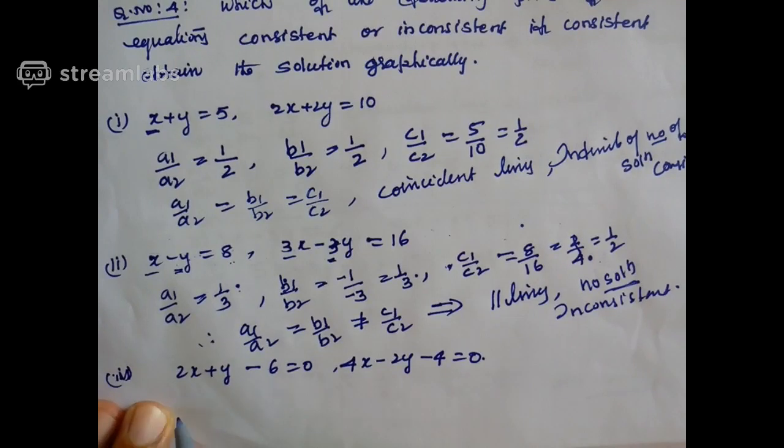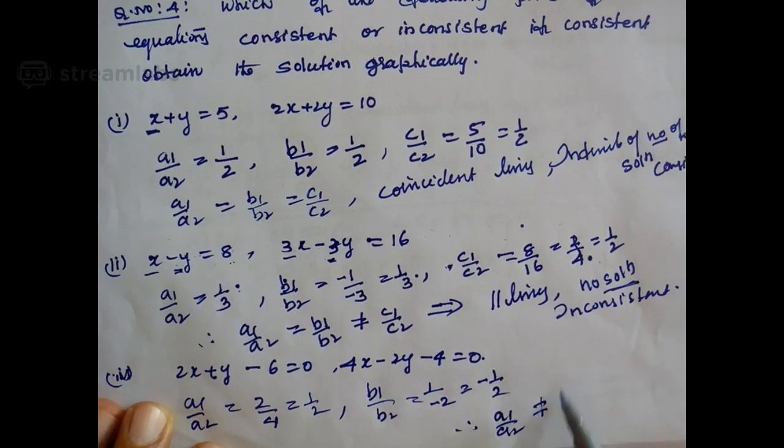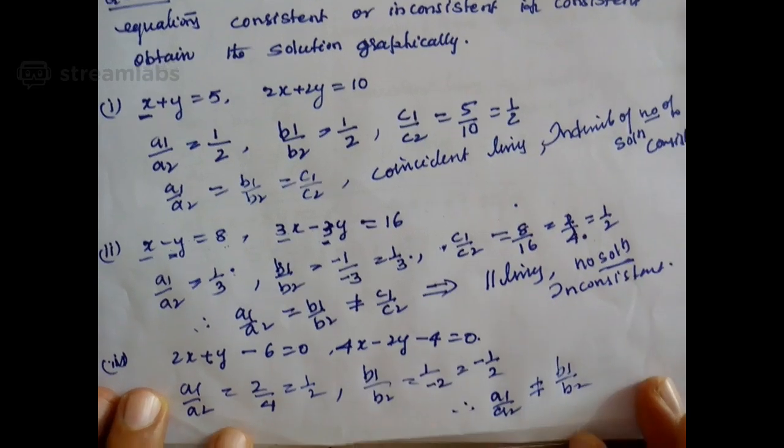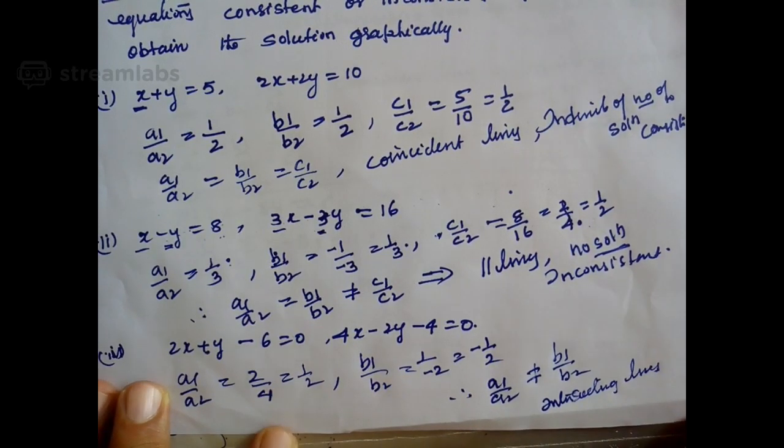Now what about this one? That is a1 by a2 is 2 by 4, which is half. b1 by b2 is equal to 1 by minus 2, isn't it? This is plus 1, this is minus 1, that is minus half. Therefore a1 by a2 is not equal to b1 by b2. a1 by a2 is half, b1 by b2 is minus half. Hence this line is what? It is an intersecting line. Hence it has a unique solution.